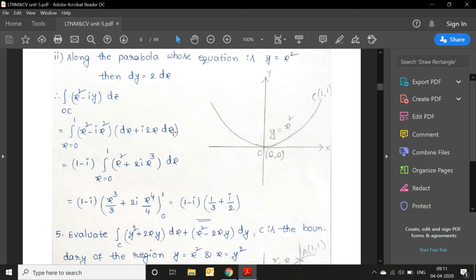Then 1 minus i is constant, common x square, multiplied with this term, we get x square plus i into 2x into x square, that is 2x cube. So (1 minus i), x square integration is x cube by 3, plus 2i into x cube integration is x power 4 by 4. Limits are 0 to 1. Then substituting the limits, 1 by 3 plus 2i into 1 by 4. It is i by 2.